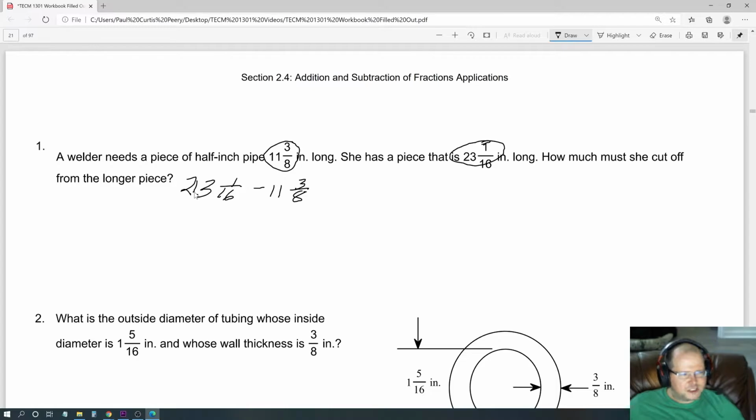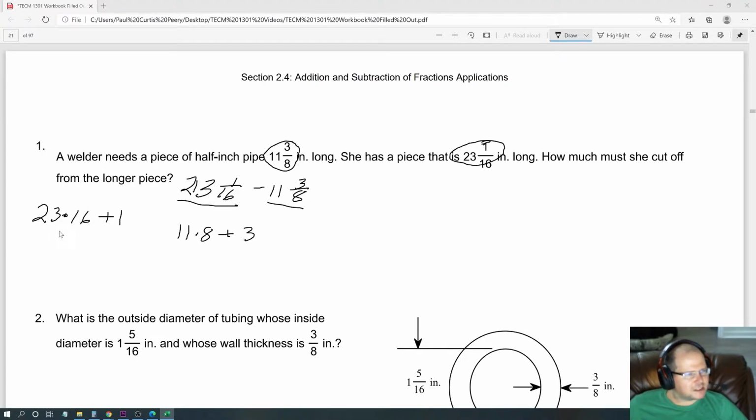Now, generally speaking, if you have mixed numbers, your first step is to convert everything into an improper fraction. If you have a calculator, you can use that instead. But let's convert these mixed numbers into improper fractions. So we're going to say 23, the whole number, multiplied by the denominator 16 plus 1. That's what that one's going to be. And on the other one, we are going to say 11 multiplied by 8 plus 3.